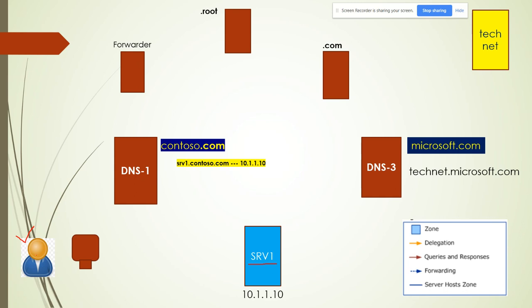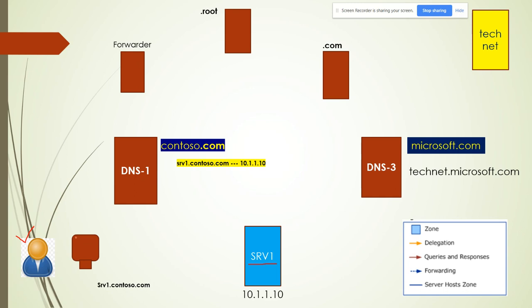Suppose it's sitting in the organization, and this is its local DNS server, or you can say authoritative DNS server, and the record exists here, and this user is searching for server srv1.contoso.com. So what happens? Suppose it types srv1.contoso.com. Once it raises a request to access srv1.contoso.com, its system will look into the cache, whether this user has accessed it before or not. If not, then what happens?